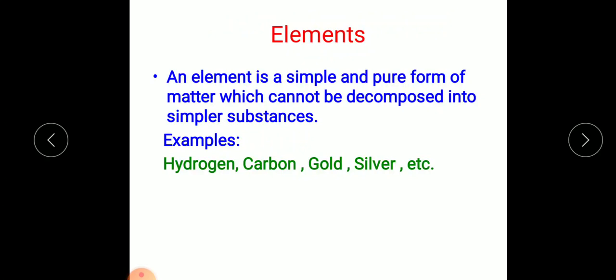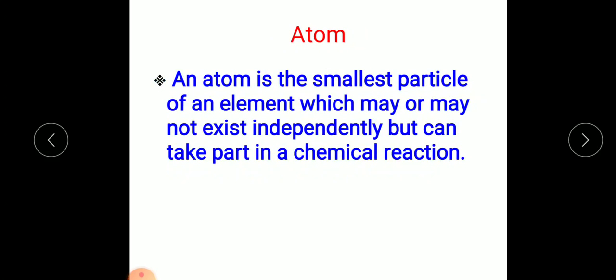According to the definition, an element is a simple and pure form of matter which cannot be decomposed into simpler substances. So, an element is a simple and pure form that we cannot break down or convert into other substances. For example, hydrogen, carbon, gold, silver, etc. These are examples of elements, which we cannot convert into others by any physical or chemical means.